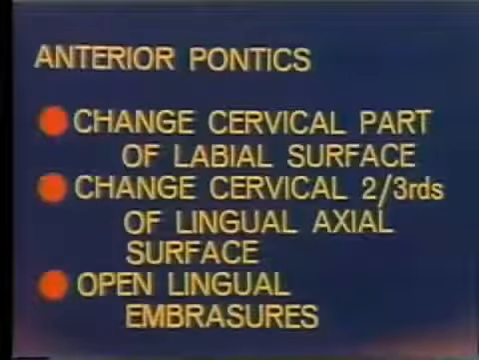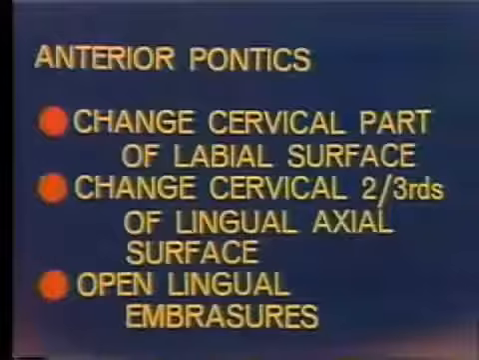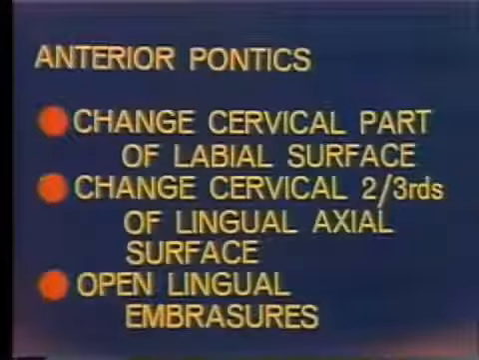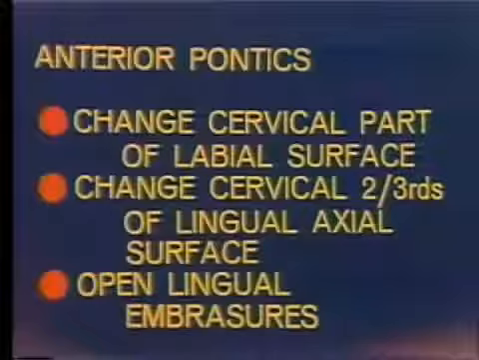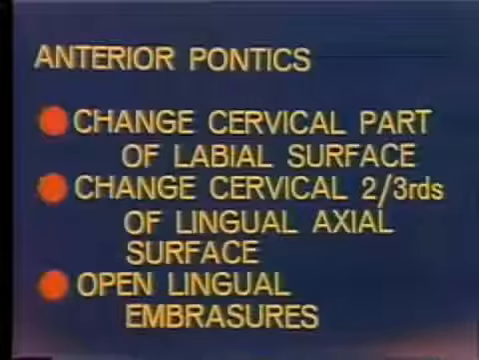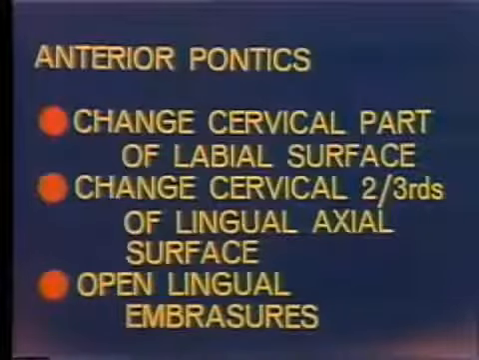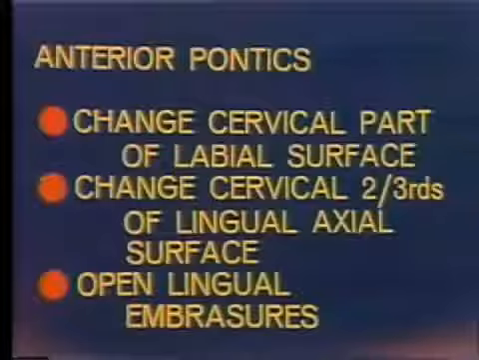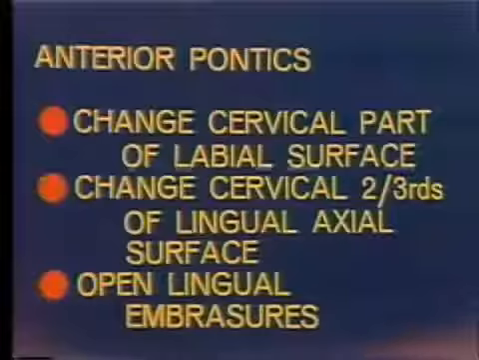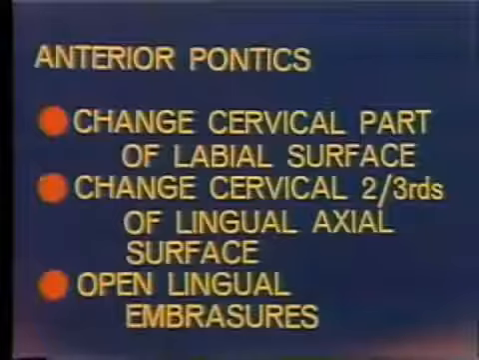Now that we've discussed the various changes that are necessary to the normal anatomical form of a central incisor tooth to create it into a good Pontic form, let's take a look at this chart and summarize the points that we have gone over. We have discussed changing the cervical part of the labial surface to maintain the correct cervico-incisal length of the tooth. We have talked of changing the cervical two-thirds of the lingual surface in order to open the lingual embrasure and to assist in opening the proximal embrasures. And we have also discussed opening the lingual embrasures themselves. These then are the necessary changes in anatomical form that are necessary in developing an anterior Pontic.